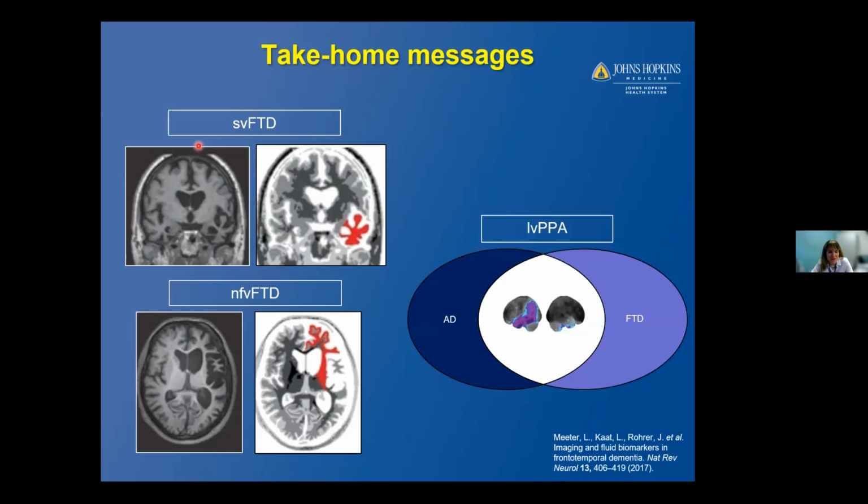Finally, there is a large overlap between AD and logopenic variant, and it may be considered an Alzheimer's disease subtype depending on the literature. So there's a large overlap between those two.